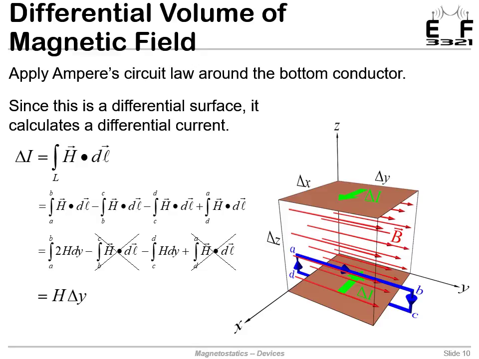If we perform these integrations, we end up with 2H minus H, and we're just left with H times delta y. Why the delta y? Because that is the length of this line for our line integrals.